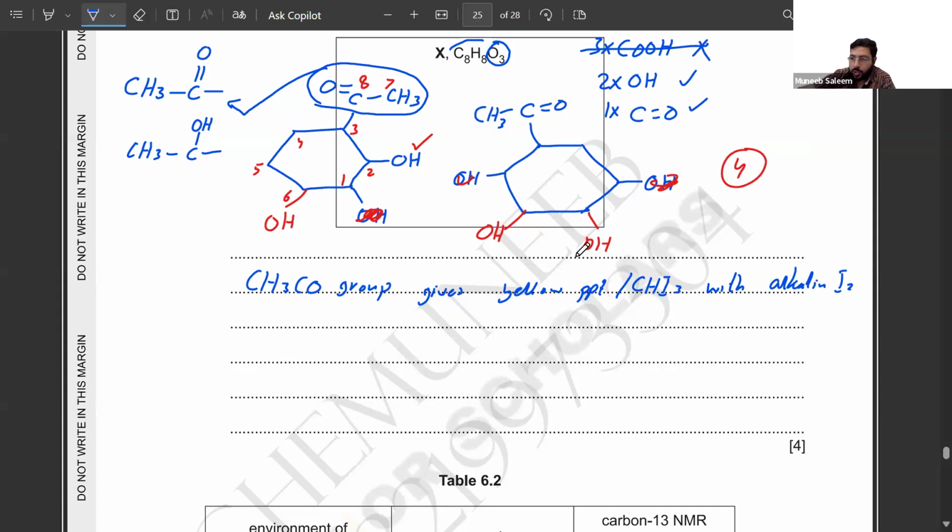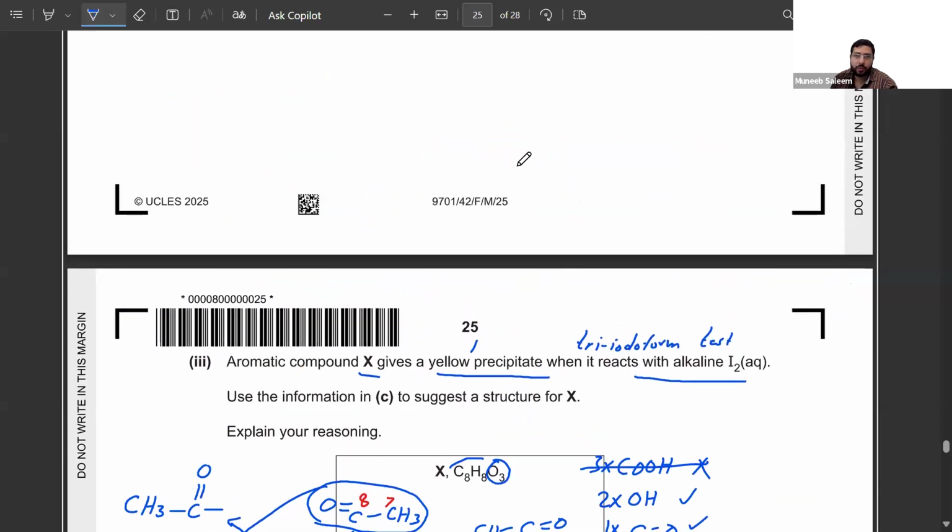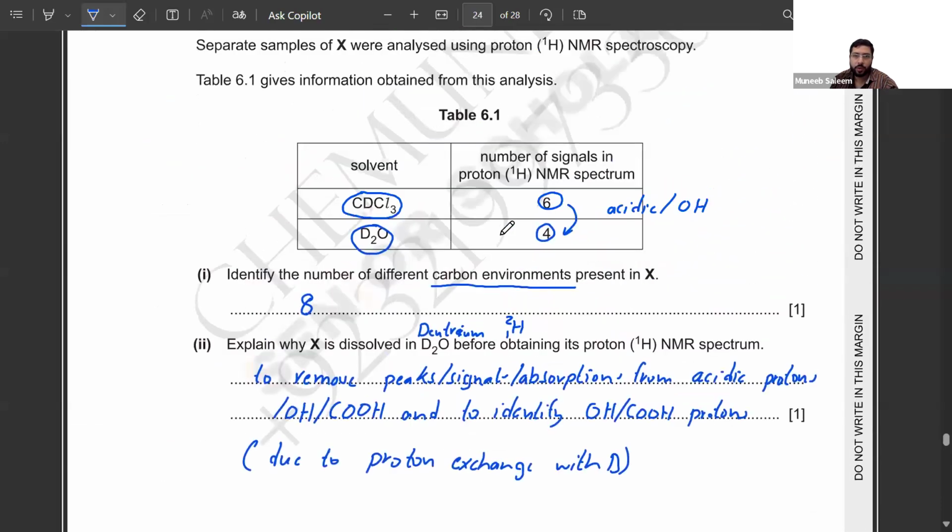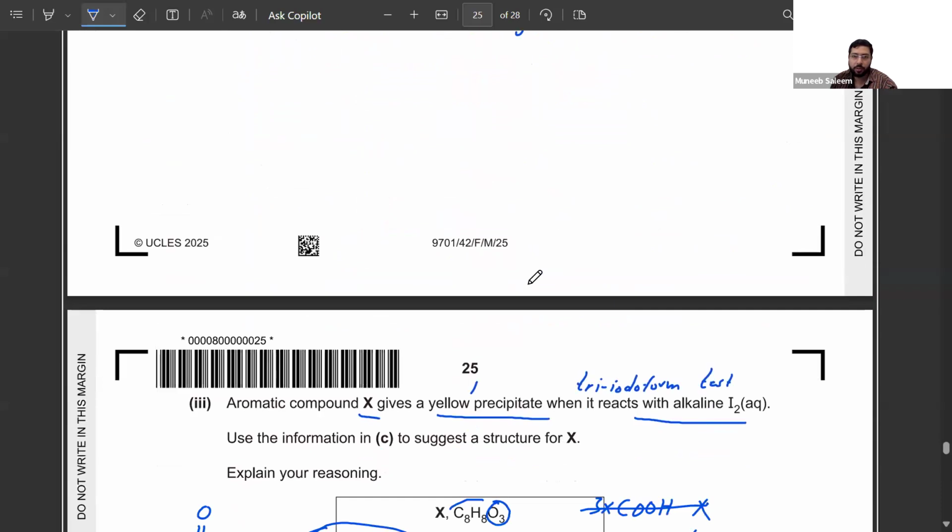And then you need to tell about the OH group. Why do you say they are 2 OH groups? The reason is that because 2 OH groups, because hydrogen NMR peaks or signals lost in D2O, which I told you before that we had 2 peaks lost in D2O over here. That indicated that we had 2 OH groups present.